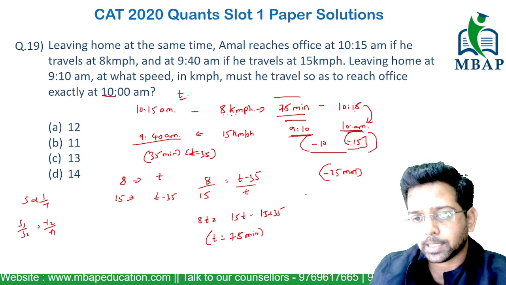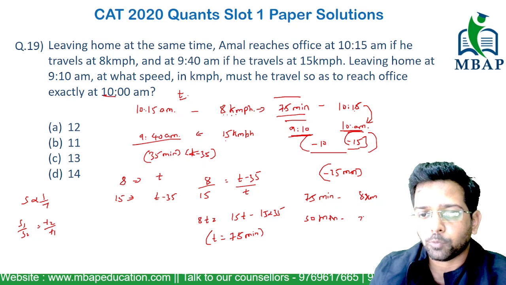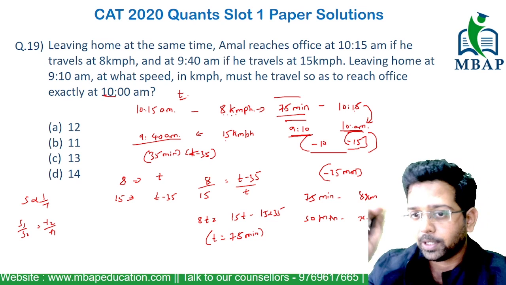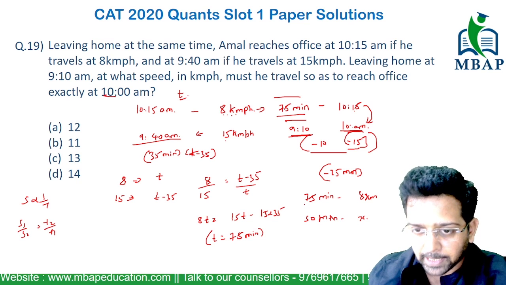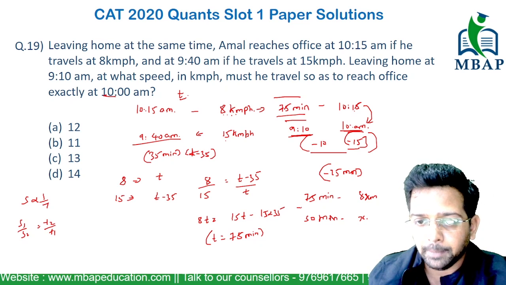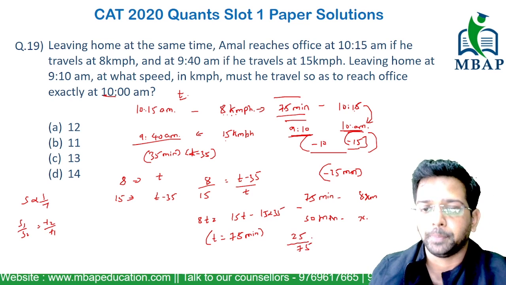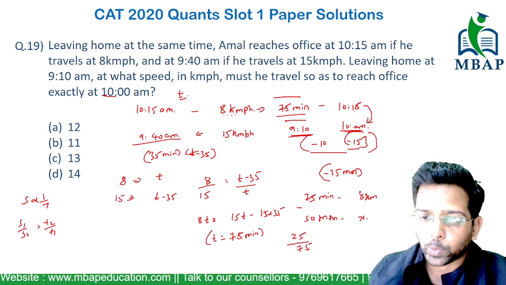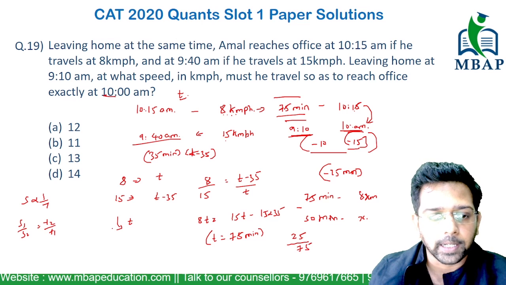So the question now says, if you have 75 minutes, you will move at 8 kmph. If you have only 50 minutes to cover the home distance, what is the speed at which you got to move? This is a beautiful question that you need to solve. Okay, now see the difference in time. By what fraction is the time going down? The time is going down by 25 upon 75 minutes. The ratio is 25 minutes less on 75, which is 1/3. So time is going down by 1/3.